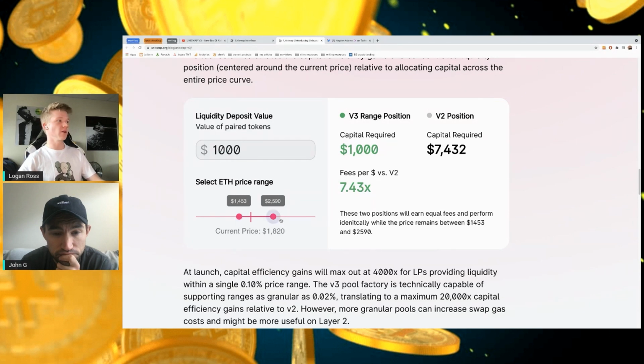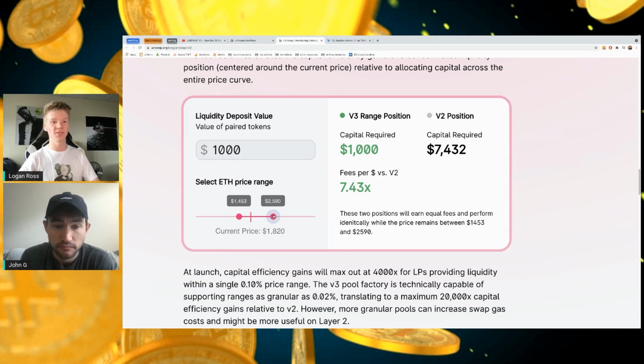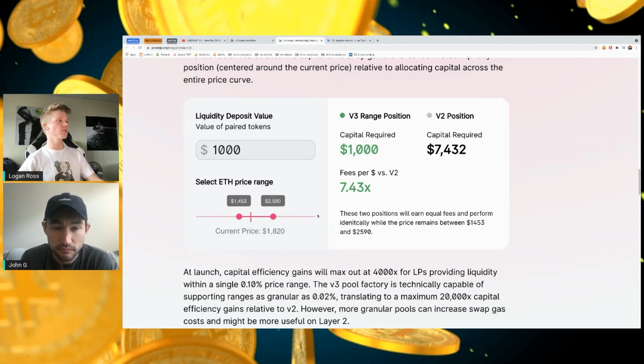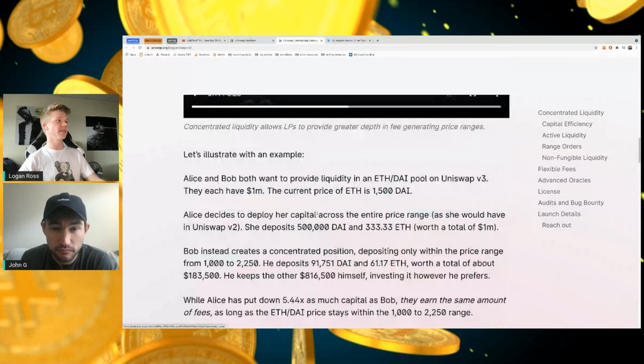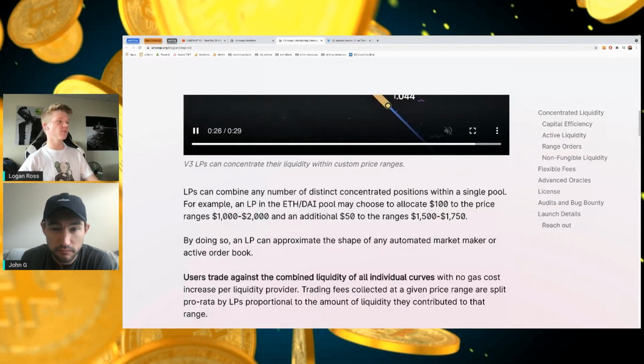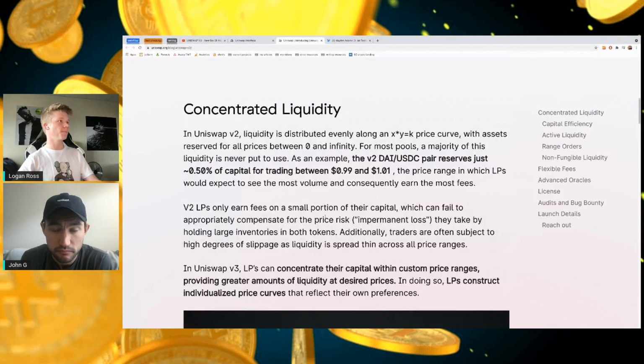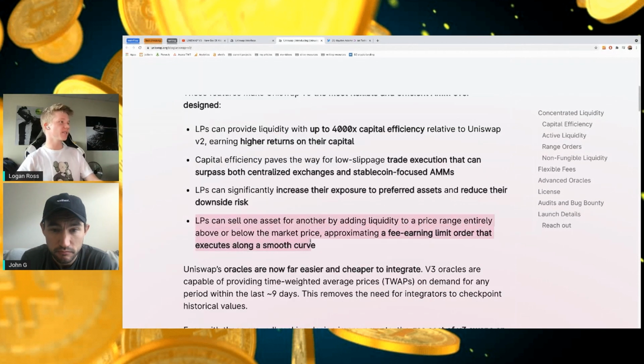So there are limit orders placed at either end, and by having these limit orders in existence, you're exposing yourself to risk. And the way that Uniswap explains them is a fee earning limit order. I think this is what made it really click for me. Liquidity providers can sell one asset for another by adding liquidity to a price range entirely above or below the market price, approximating a fee earning limit order that executes along a smooth curve.